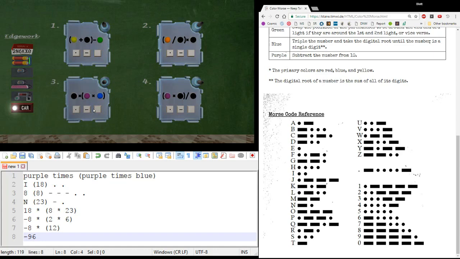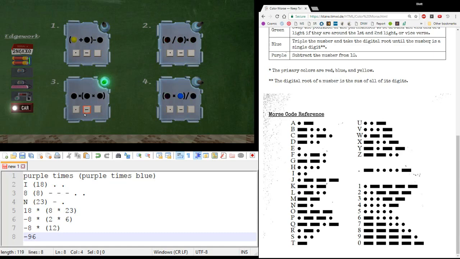dash dash dash dash dot, dash dot dot dot dot. And there we go. We've got it punched in. It's solved. Lights go out. Notice, if you do press things once it's solved, it does give you a strike. You heard the strike sound there. So be careful not to overpress your answers at the end.